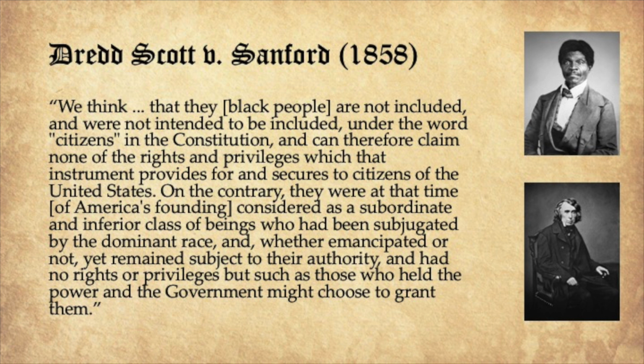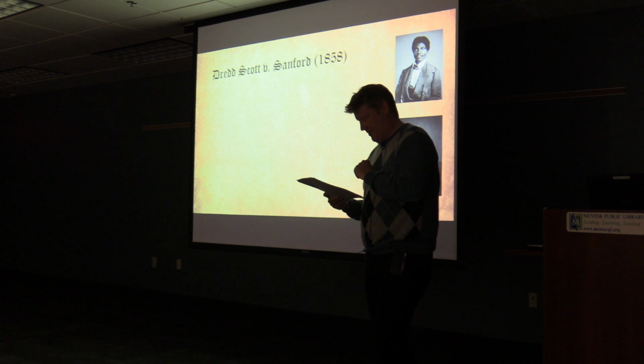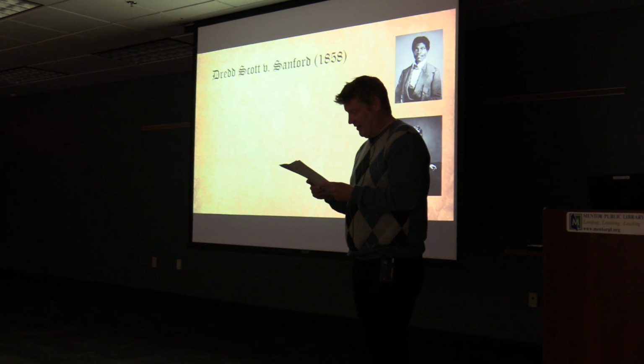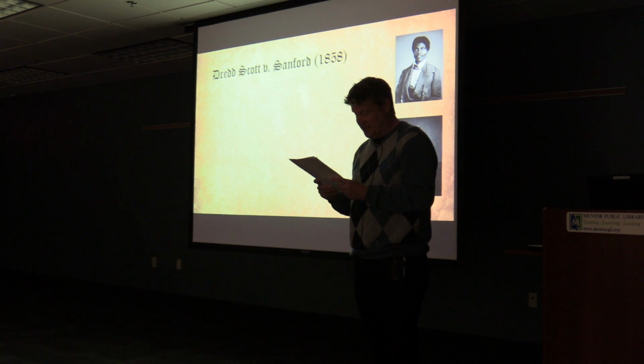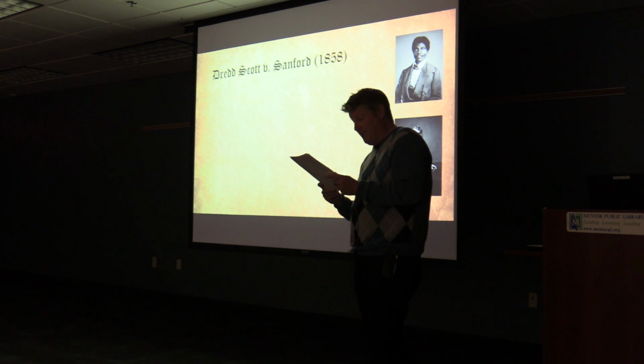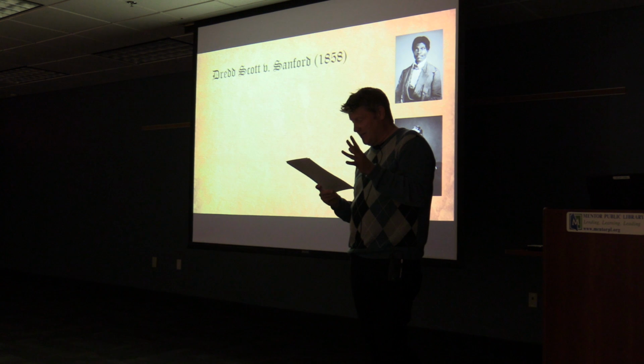They are what we familiarly call the sovereign people, and every citizen is one of these people and a constituent member of the sovereignty. The question before us is whether the class of persons described in this plea in abatement compose a portion of this people and are constituent members of the sovereignty. We think they are not, and that they are not included, and were not intended to be included, under the word 'citizens' in the Constitution, and can therefore claim none of the rights and privileges which that instrument provides for and secures to citizens of the United States.